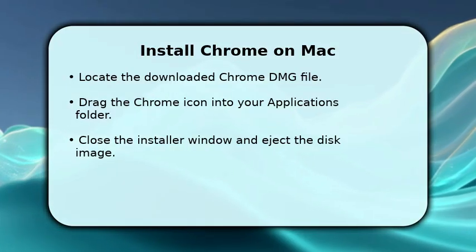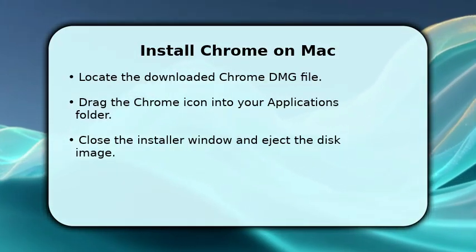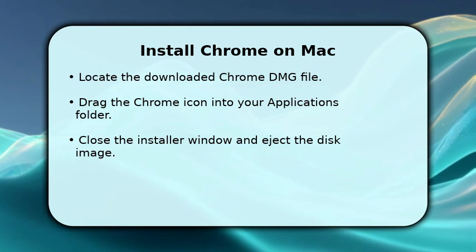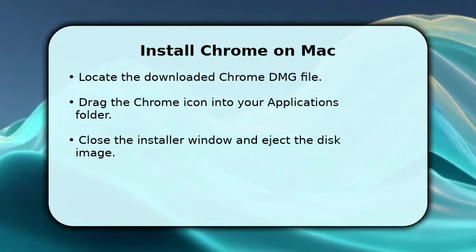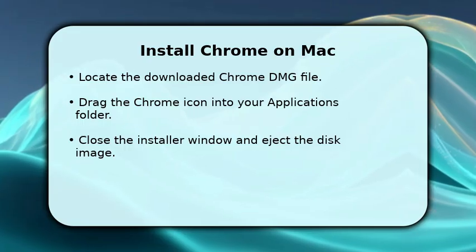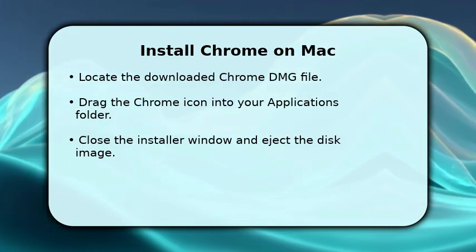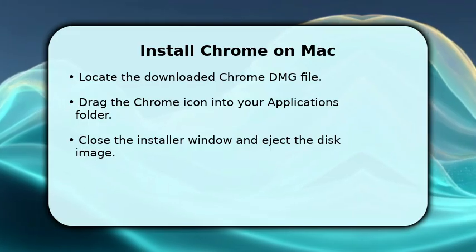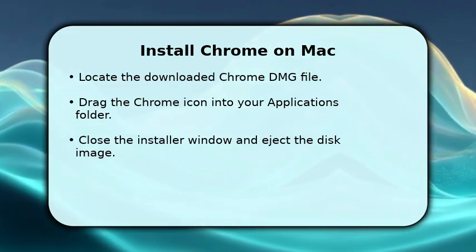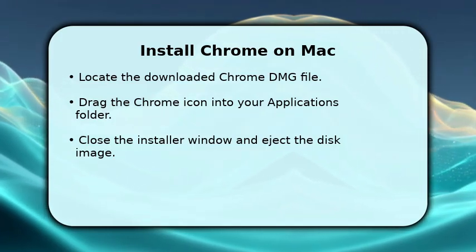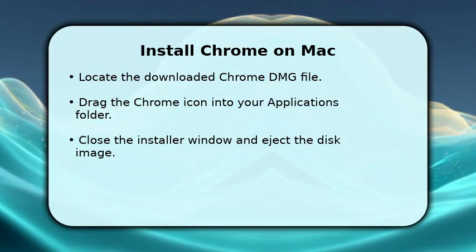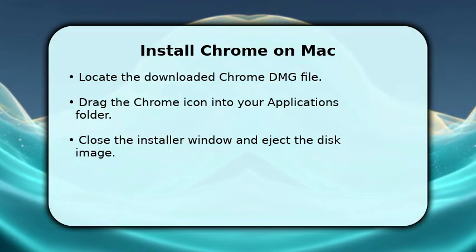After the download is complete, you'll find a file named Google Chrome DMG in your Downloads folder. Double-click this file to open the installer window. Inside, you'll see the Google Chrome icon and your Applications folder. Simply drag the Chrome icon and drop it onto the Applications folder. This action copies Chrome to your Mac. Once copied, close the installer window and remember to eject the Google Chrome disk image from your desktop.